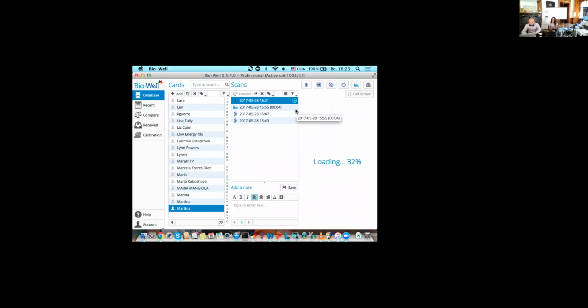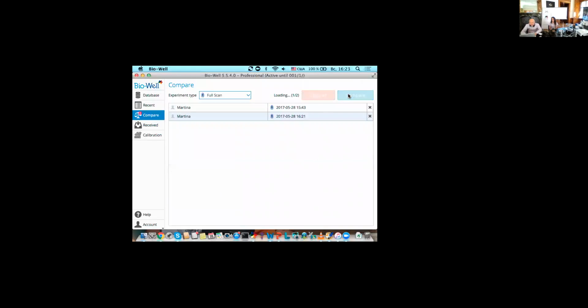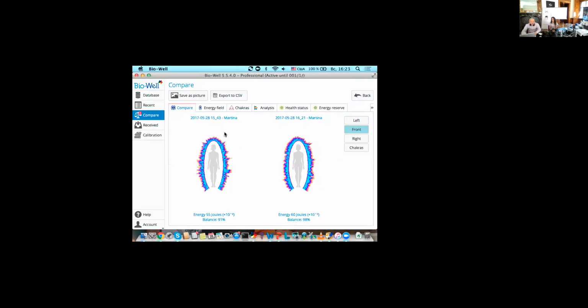Okay, now let's make analysis. And now we need to compare this BioCor. And I need to press this button save to save this information. So I compare this with initial measurement. And you see the difference.